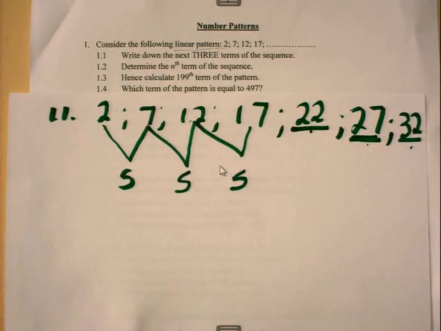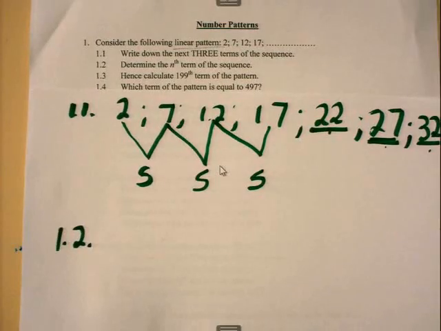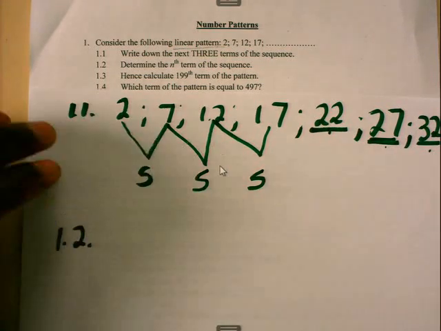1.1, I think we're happy. I think you're happy. Check 1.2. 1.2 states, determine the nth term of the sequence. Remember, this is a linear number pattern.